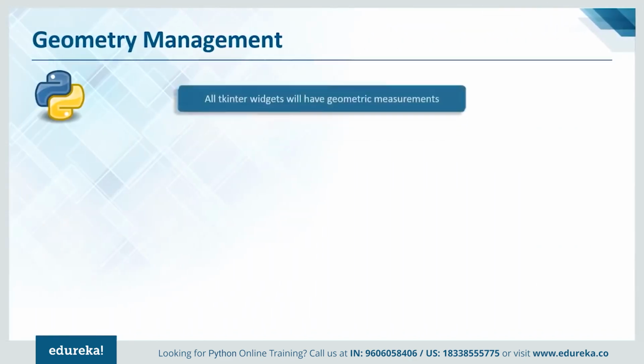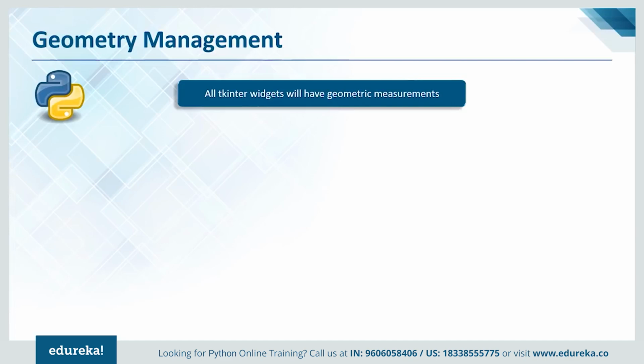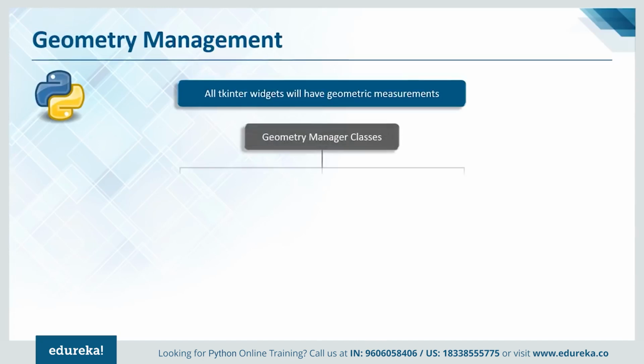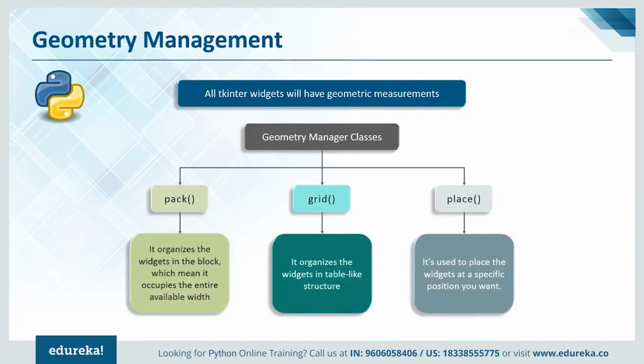All of the widgets in Tkinter will have some geometry measurements, right? These measurements let you organize the widgets and their parent frames, windows, or anything like that. Tkinter has these three geometry manager classes, guys. We have pack, grid, and place. Pack is used to organize the widgets in a particular block, which actually means that it occupies the entire available width, right? So it is a standard method to show the widgets in the entire window.